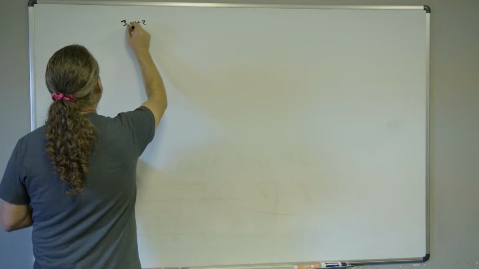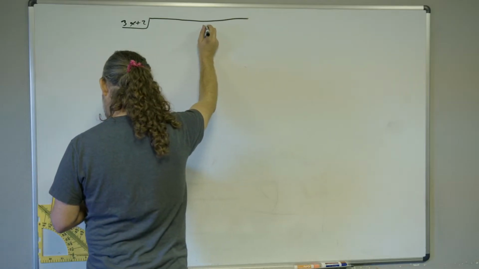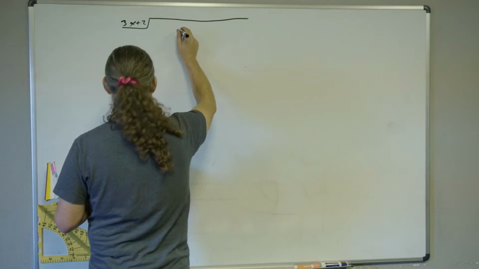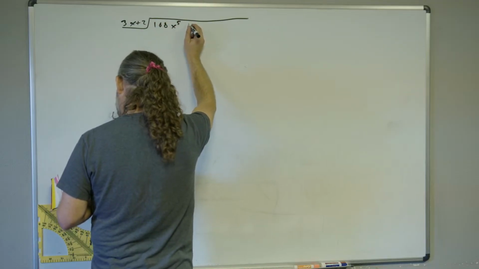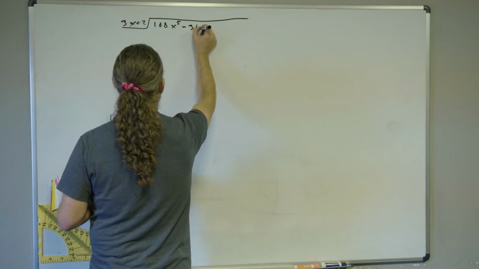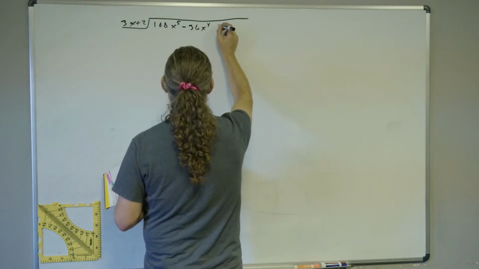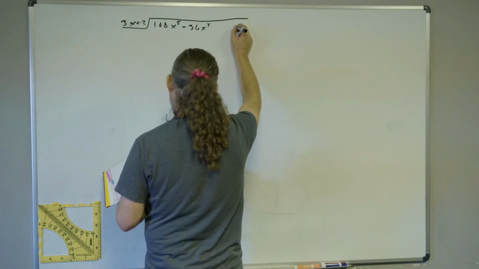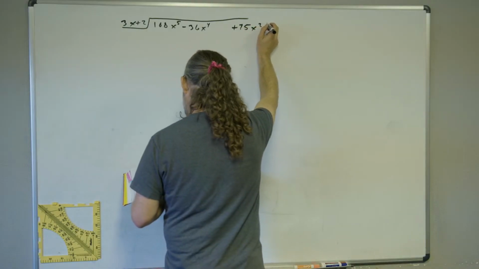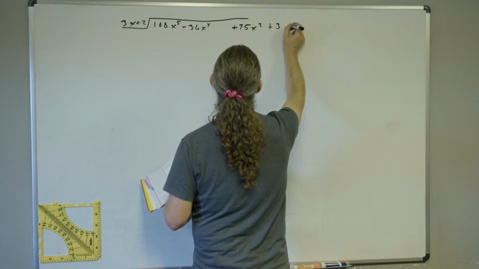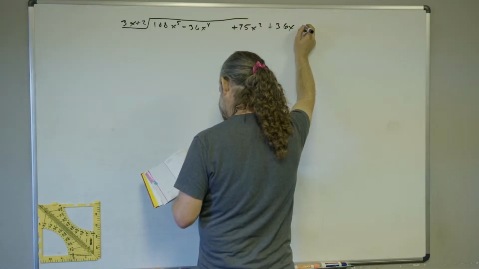3x plus 2 into. It's the easiest thing to mess up. Yes, and 108x to the fifth, excuse me, minus 36x to the fourth plus 75x squared plus 36x plus 24.